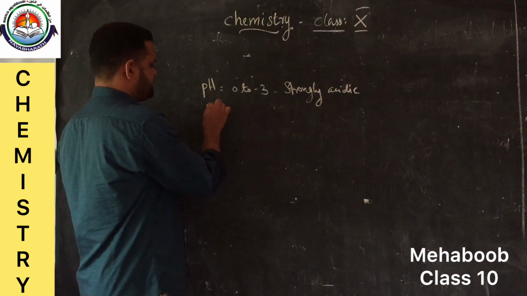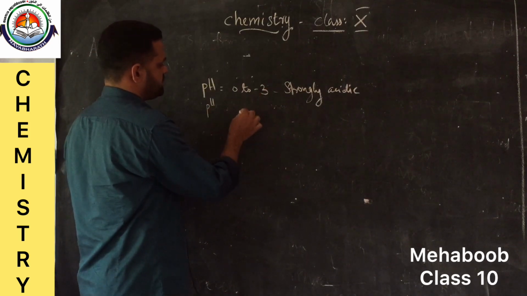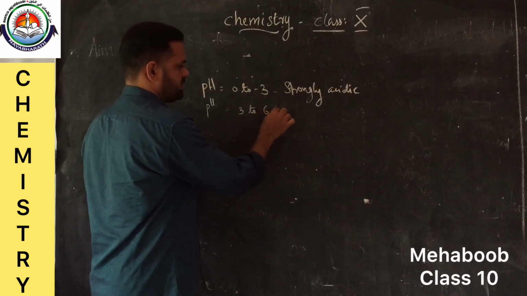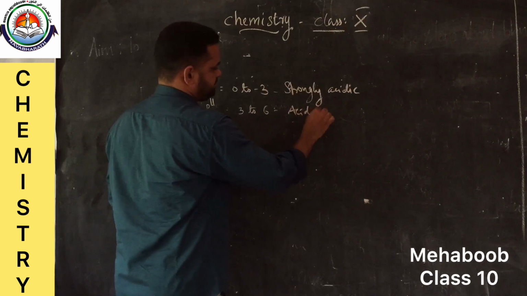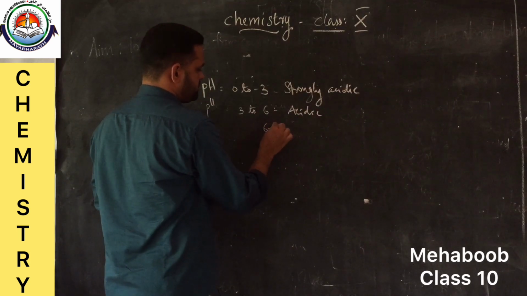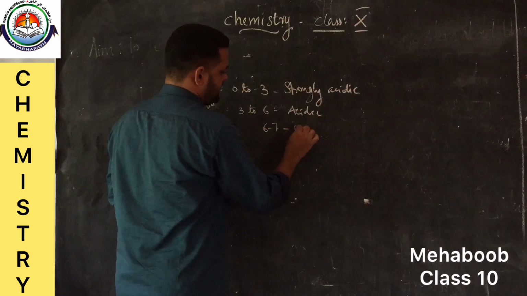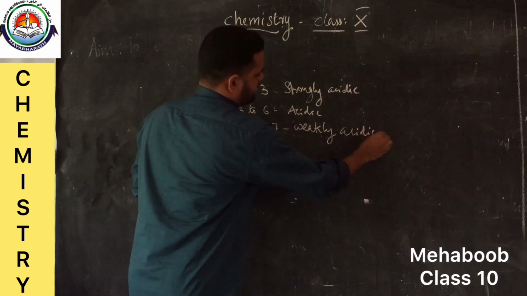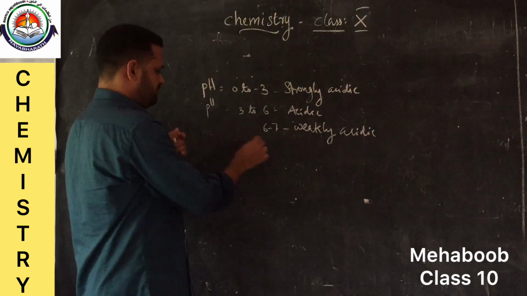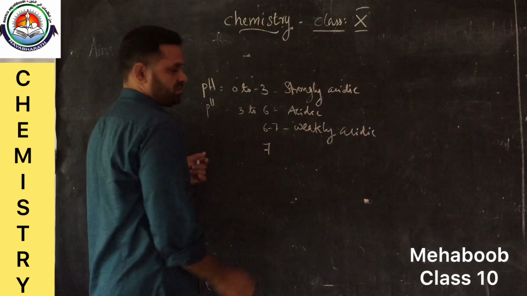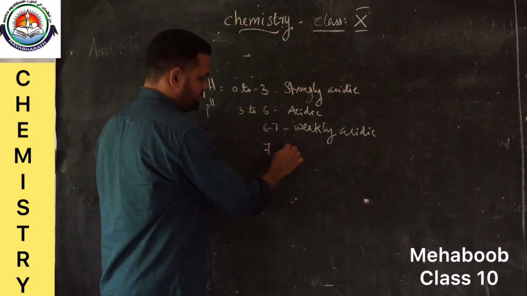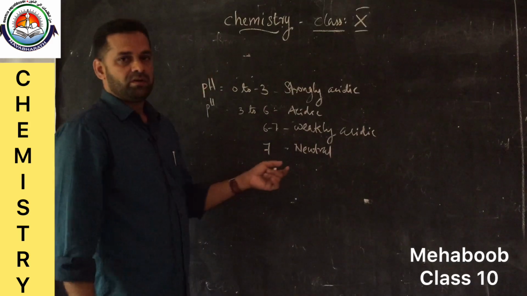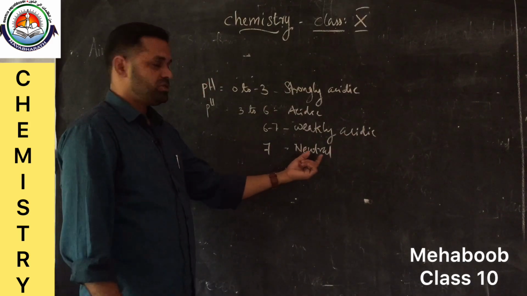And if the pH value is 3 to 6, they are acidic in nature. And 6 to 7, they are weakly acidic in nature. And if the value of pH is 7, what is that? It is neutral. That is water. Pure water has a pH of 7, it is neutral in nature.